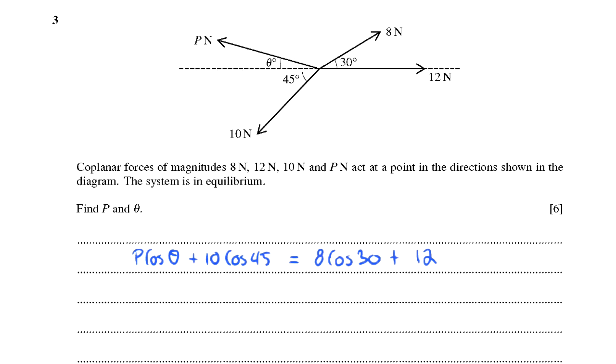For the vertical forces, the two forces going up are P and 8. So upwards it would be P sine theta plus 8 sine 30 has to equal the forces going down, which is 10 sine 45. And the 12 has no component going up or down. And so there are two equations that we have to solve. We have two unknowns, two equations. It should be able to solve it.